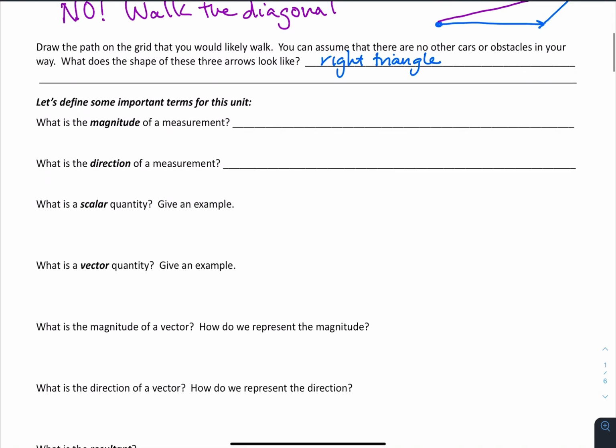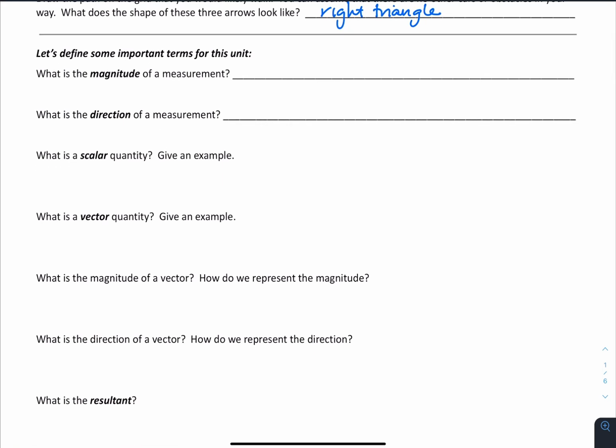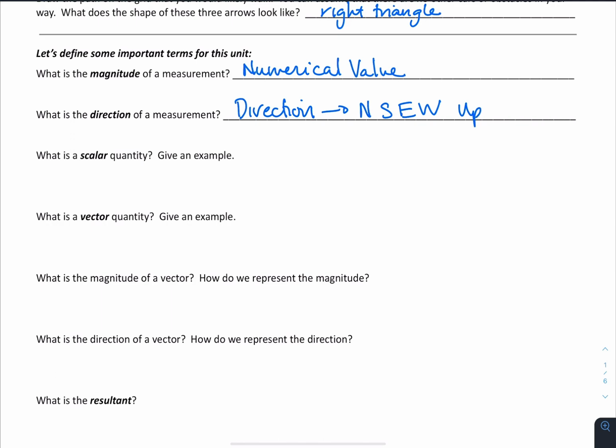All right, so let's define a couple terms before we move too far. What is the magnitude of a measurement? Any measurement's magnitude is going to be that numerical value. And what is the direction of any measurement? This is kind of a weird question. It's the direction. But what I really mean here is we use things like north, south, east, west. Maybe we say up, down. We could say forwards, backwards, positive, negative. Anything that we can use to describe that direction.